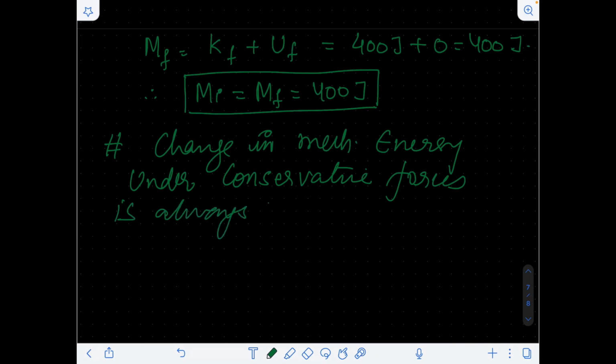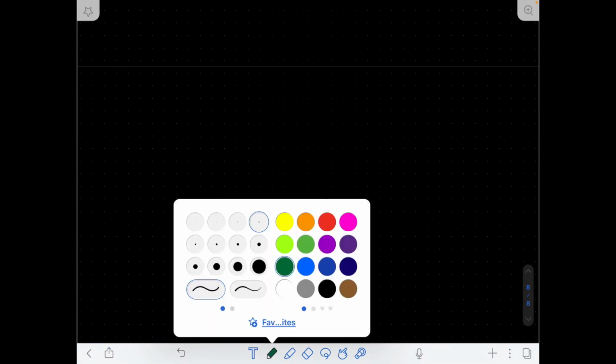Okay, so this is a very important point and we have verified this. Alright, so let's discuss the non-conservative forces. What are non-conservative forces, with a few examples. One of the very best examples of a non-conservative force is the frictional force.